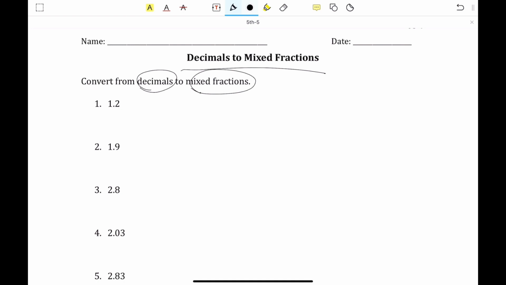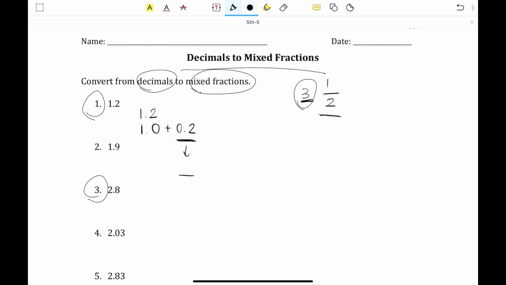So a mixed fraction is when you have a whole number and a fraction. An example of one would be 3 and 1/2. We're going to go over number 1 and number 3 together. Number 1 says 1.2. A mixed fraction always has a whole number left of the fraction. It's the same for decimals. 1.0 will be your whole number for 1.2, and then 0.2 will be your decimal, and your decimal is what you're going to convert to a fraction.